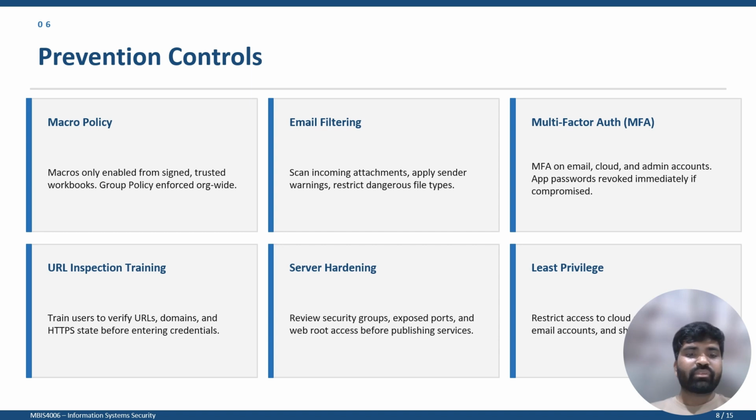Incoming attachments should be scanned automatically, suspicious senders should trigger warnings, and dangerous file types should be restricted before reaching employees. We also recommended multi-factor authentication for all email, cloud, and administrator accounts. If an app password becomes compromised, it should be revoked immediately to reduce risk. Another important control is URL inspection training. Employees must learn how to verify website domains, HTTPS security, and suspicious links before entering credentials.